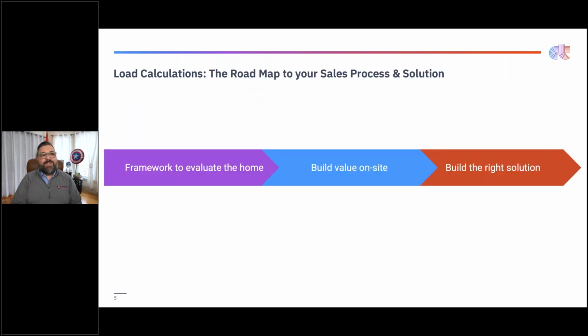All right, so moving right along. So really, this is building on getting your sales process correct, right? And we want to have the right framework in order to evaluate the house. When you're using software like Conduit, you're actually going to build value on site with the homeowner, and you're going to sell the right system, right? It's really hard to sell the right system if you don't know how big it needs to be or how small it needs to be.